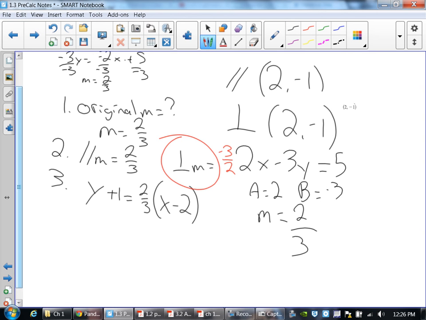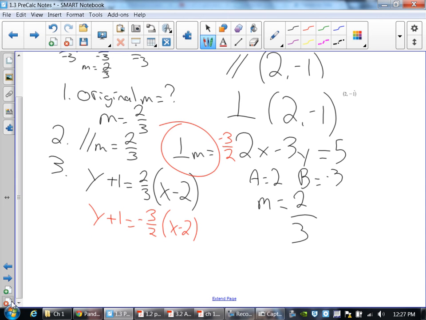And then I do the exact same thing here. y plus 1 is -3/2 times x minus 2, and just resolve it for y. That's it. When you have fractions in here, do not use mixed numbers. I think last year you probably were told that they no longer exist, I hope. Mixed numbers, 3 1/3. No, 10/3. Use those top heavy fractions, the improper fractions.